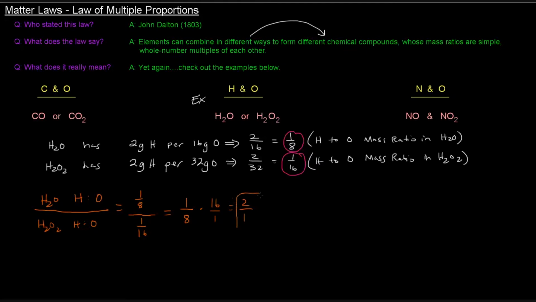So this is our ratio. The idea here is that we have a small, simple, whole number ratio. That's the idea behind the second half of this statement: whose mass ratios are simple whole number multiples of each other. So we have a ratio of 2 to 1, and that's basically the law of multiple proportions. I would encourage you to try doing the same thing with the examples here with CO and NO.